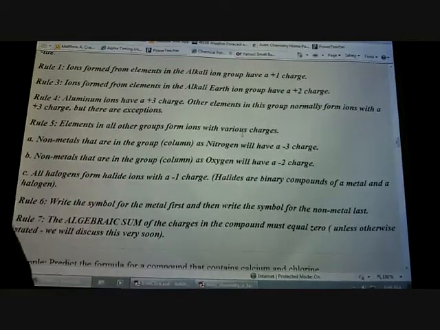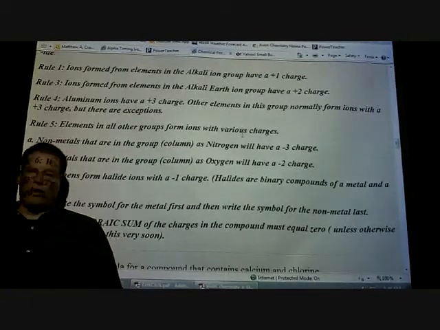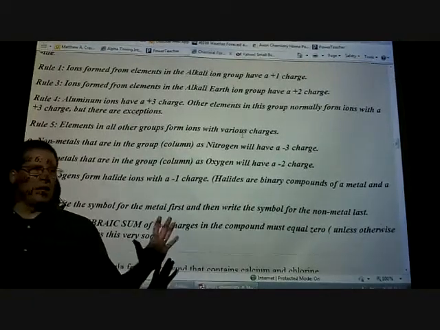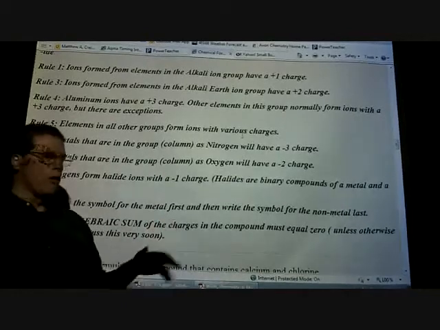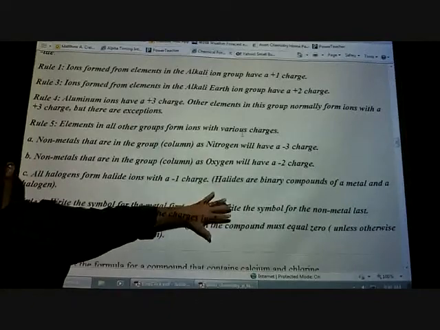Okay, so we want to make sure that the algebraic sum of the charges equals 0. Until I tell you otherwise, you're writing everything to equal 0. Now there are some compounds that don't have a charge of 0, but I'll tell you later. Today, this is what we're doing.